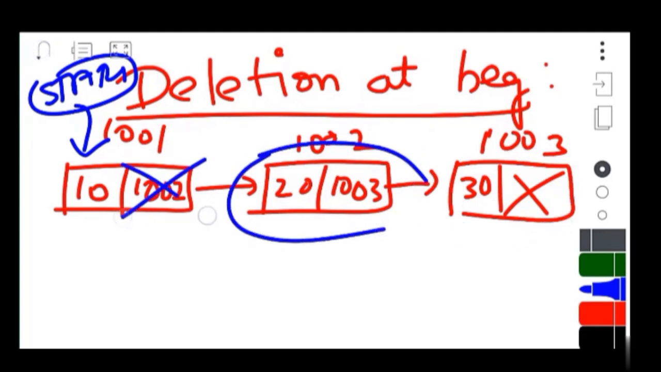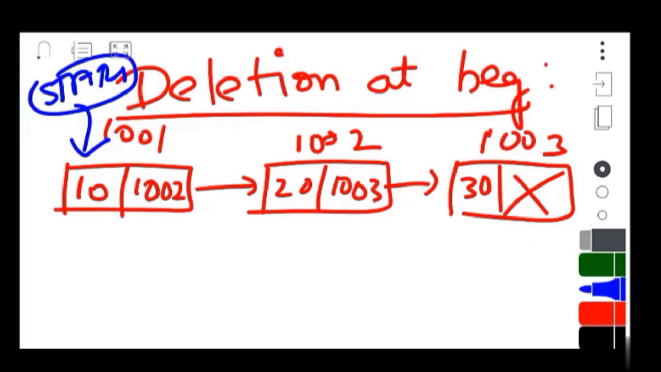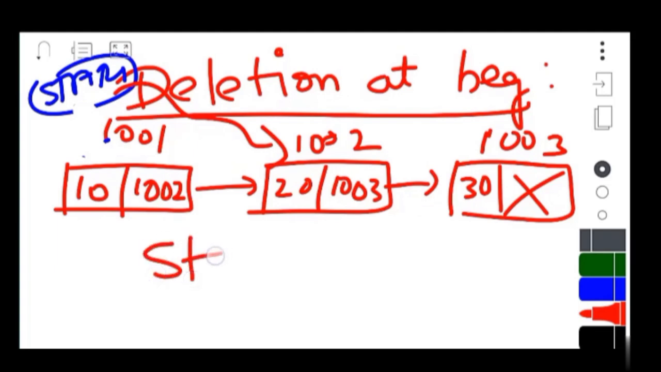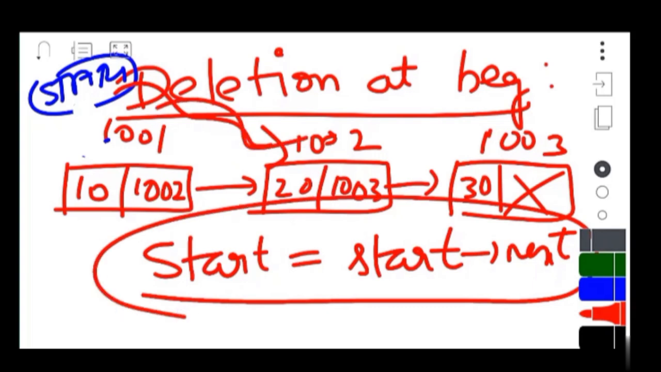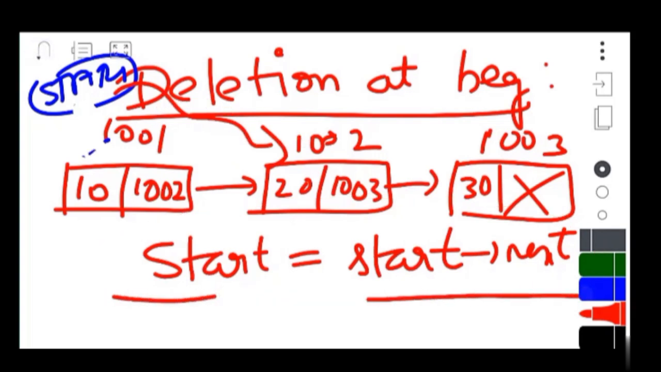After deleting this node, how is it possible? It's very simple. First make your start pointer point to the next node. You just have to manipulate the start pointer: start equals start arrow next. This will help you jump one node. I told you that. So you make start equals start arrow next, and this will point to 1002.